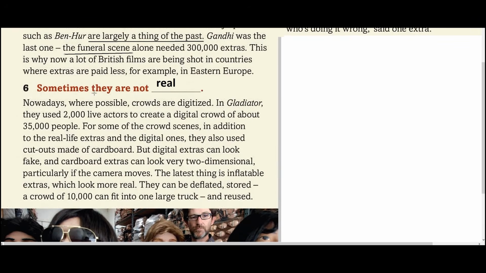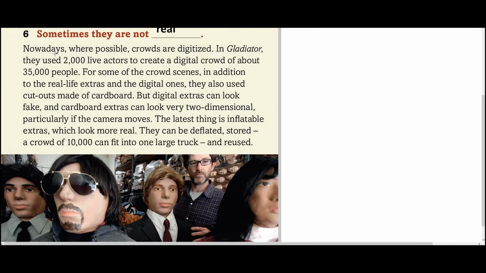6. Иногда они нереальные. В наши дни, где возможно, толпы делаются с помощью компьютерной графики, digitized, то есть они оцифрованы. В «Гладиаторе» они использовали 2000 живых актеров, чтобы создать цифровую толпу около 35 тысяч человек. Для некоторых сцен с толпами, в дополнение к real life extras, то есть к живым статистам, и к электронным статистам, которые сделаны графикой, они также используют cutouts, вырезки, сделанные из картона.